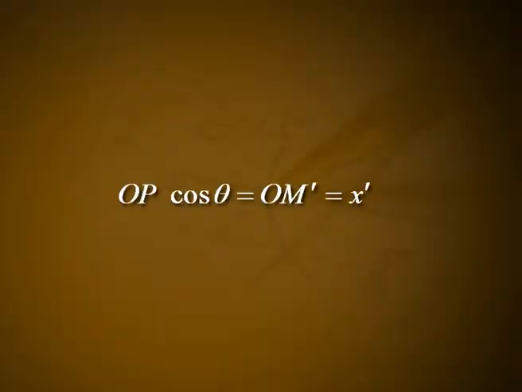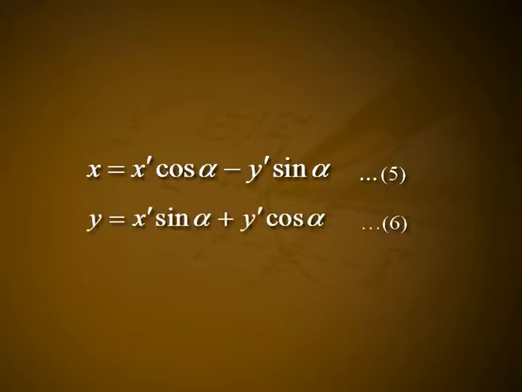Since OP cos theta = OM' = x' and OP sin theta = M'P = y', the equations in 3 reduce to the following. x = x' cos alpha - y' sin alpha, equation number 5. y = x' sin alpha + y' cos alpha, equation number 6. Equations 5 and 6 are the equations for rotating coordinate axis.